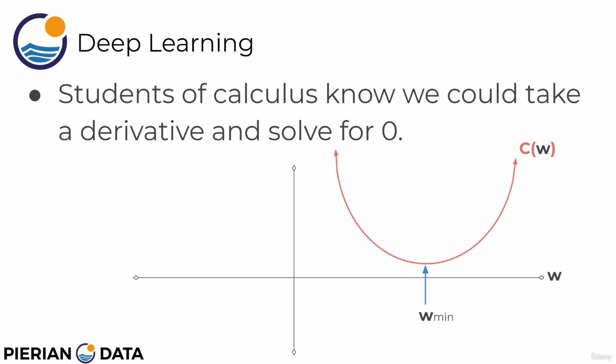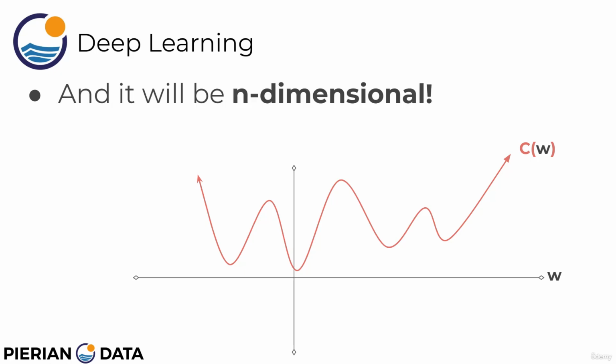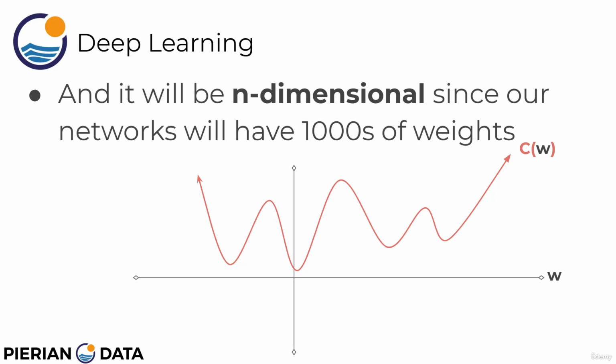Now, students of calculus know what we could do is just take the derivative of this cost function and then solve for 0. But recall, our real cost function is going to be super complex, and it's not going to be one-dimensional, two-dimensional, or even three-dimensional. If you take a look back at that network, it's going to be as many dimensions as there are W, and that's not even something I can actually plot. So again, it's going to be n-dimensional, which means taking that derivative and setting it equal to 0 is not something you're going to be able to calculate without spending something like 1,000 years of computational time. Our networks, especially when we build out really large networks, are going to have thousands of weights, hundreds of weights. We're not going to be able to take that derivative.